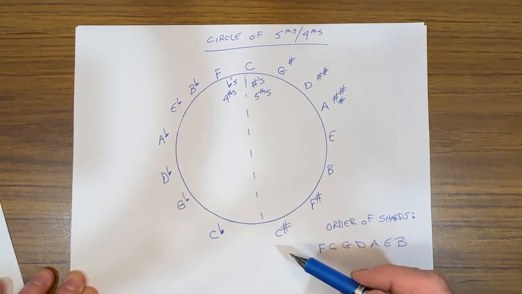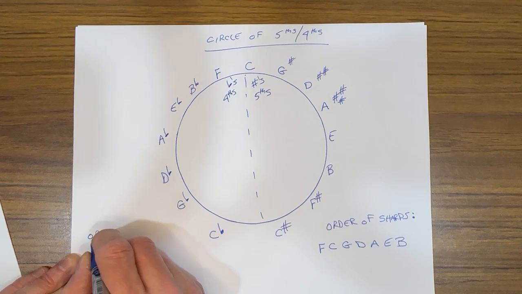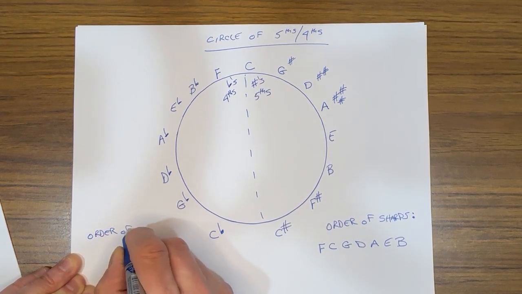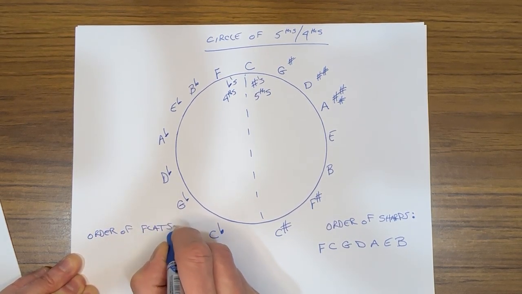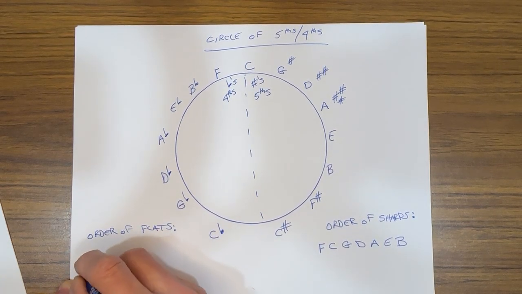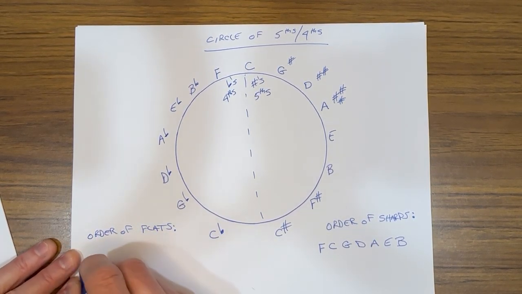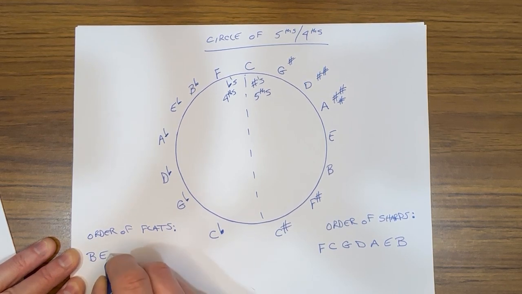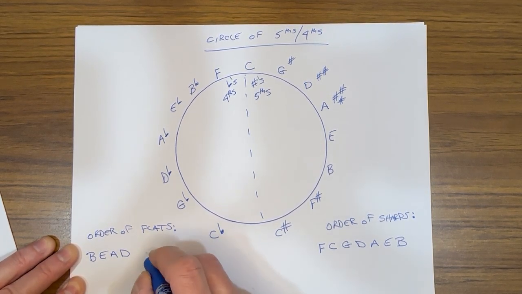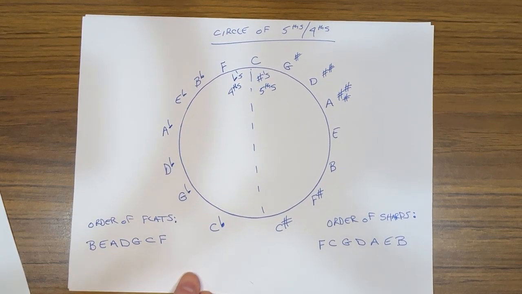And we're going to do the same exact thing on the flat side. So the order of flats is B, E, A, D, G, C, F. And what's interesting about this is that this is the exact opposite order of this. If you start right here at the very end of the flats, it's still fish, cats, goats, dogs, all eat bananas. But I was taught to think of it like this: BEAD, G, C, F.